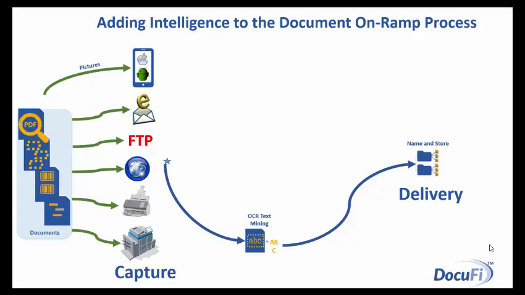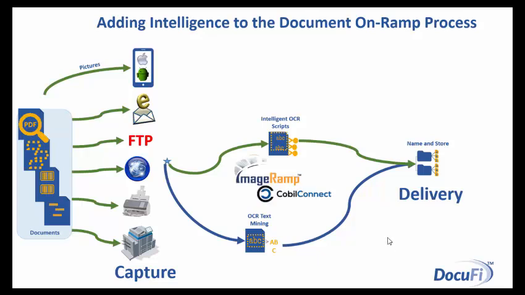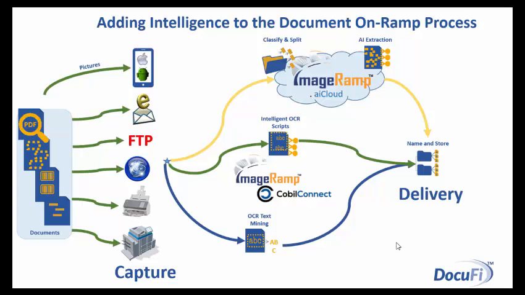The first approach we'll take a look at is simple OCR text mining, in which zones that are specific to a target field are defined within the document. The next one is where we can take a broader look at an area, set up and use regular expression regex patterns to find, again, the text we're looking for. And we're going to be demonstrating that with the ImageRamp and COBOL Connect products. And then finally, there's a whole evolving world around automatic classification, splitting, and the extraction using machine learning and artificial intelligence.